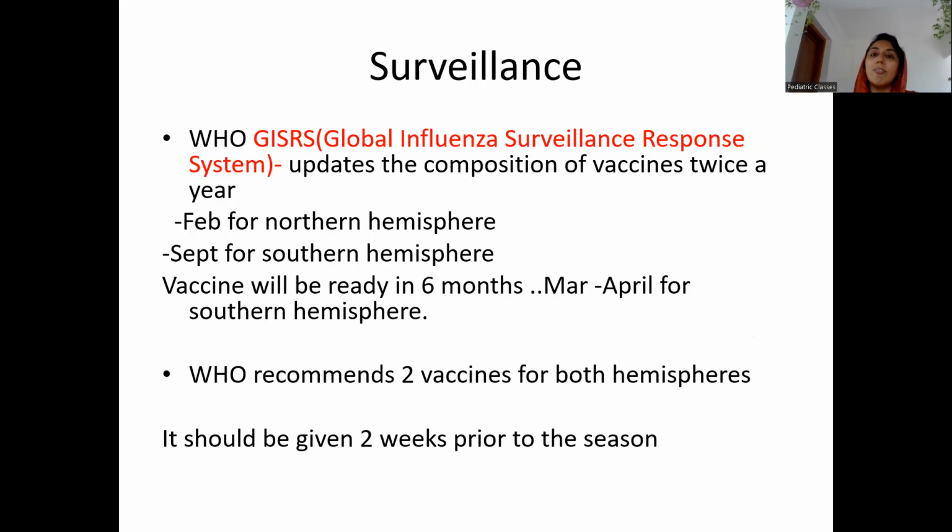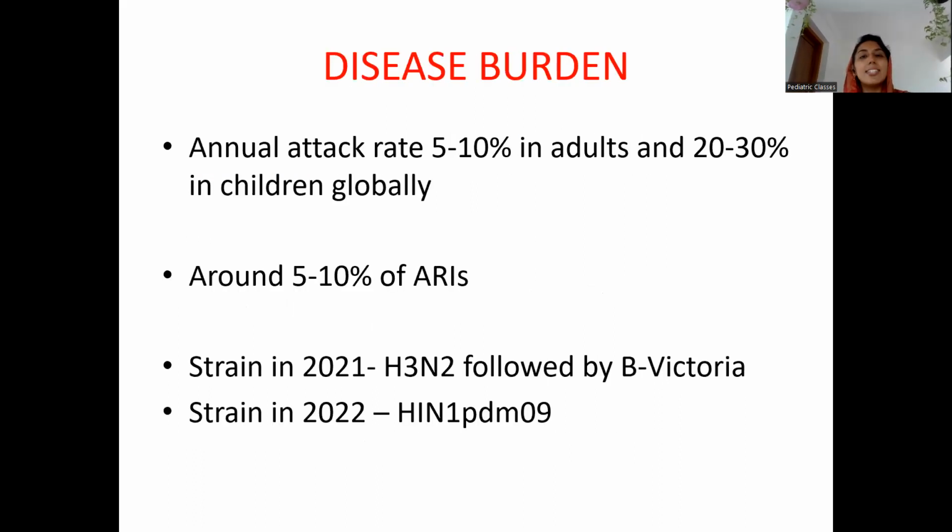Depending on that, the vaccine will be made available in 6 months. For the southern hemisphere, they hold a meeting in September, and the current strain vaccine will be available by March to April. One thing to note here is that the strains and timing are different for the northern and southern hemispheres. WHO recommends two vaccines for the two hemispheres, and it should be given at least 2 weeks prior to the season.